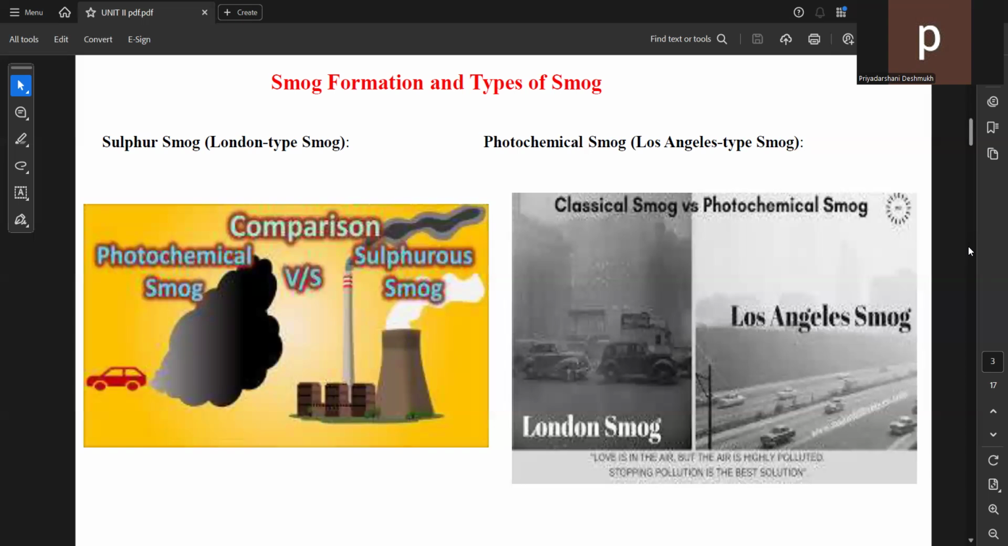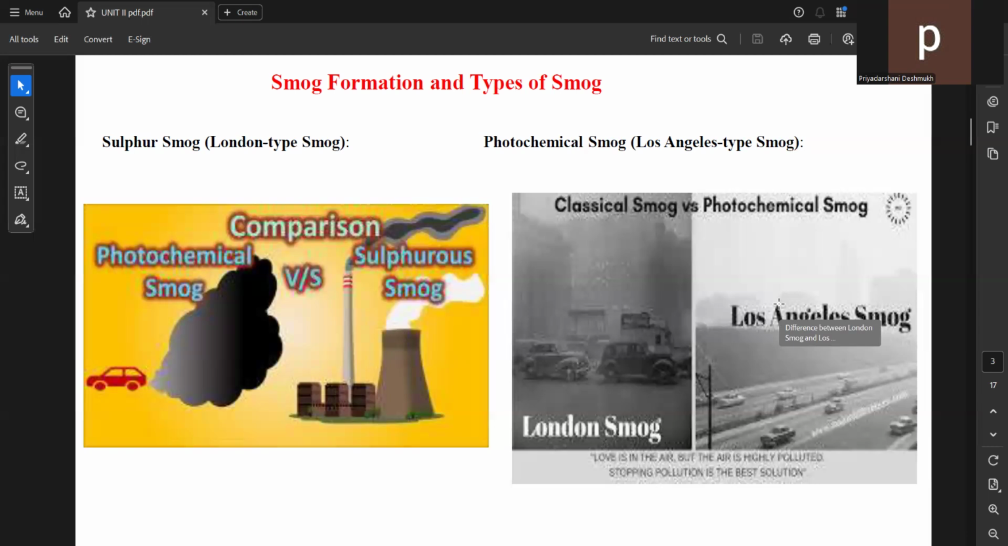Now, in this sulfur smog, or the London type of smog, it is caused due to the high concentration of sulfuric acid from the burning coal, and it occurs in cold and damp climate. Now, for example, the London smog of 1952 was due to the winter burning of the coal. It is actually due to the burning of the coal that the sulfur smog happened.